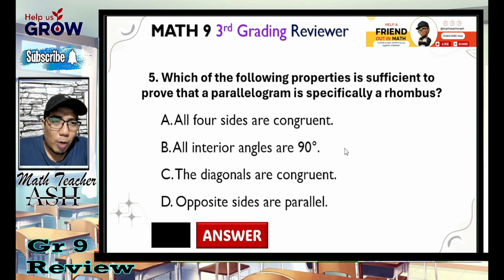Which of the following properties is sufficient to prove that a parallelogram is specifically a rhombus? Is it A, all four sides are congruent. B, all interior angles are 90 degrees. C, the diagonals are congruent. Or D, opposite sides are parallel. I'll give you 5 seconds to think about your answer.